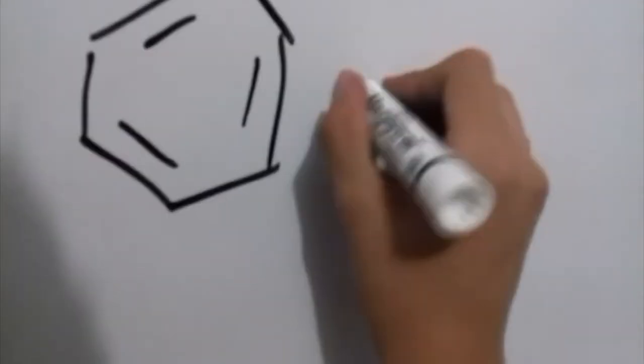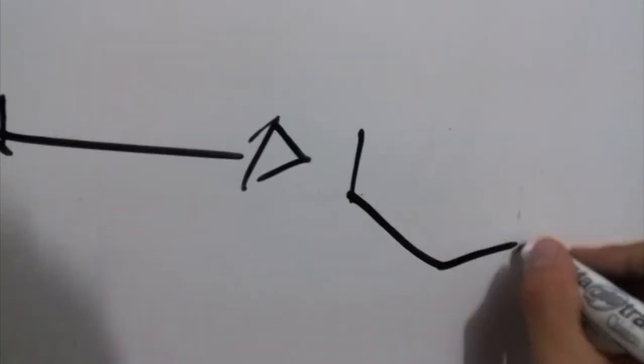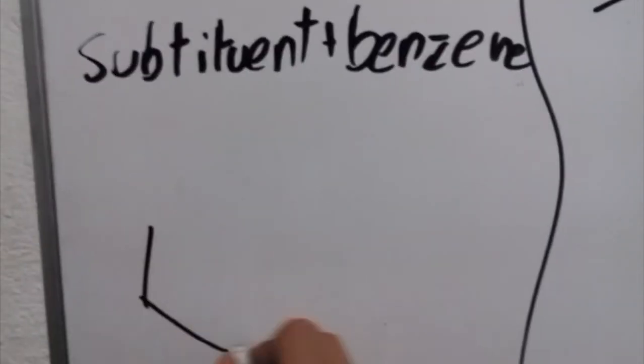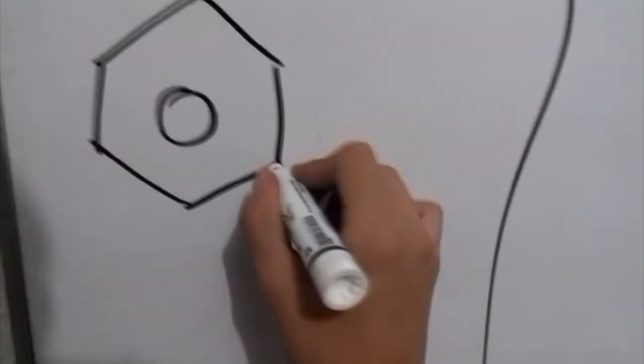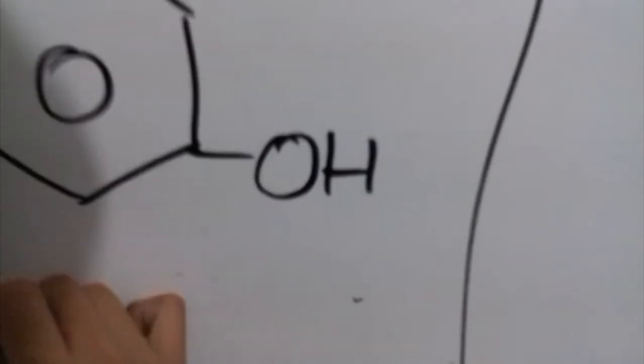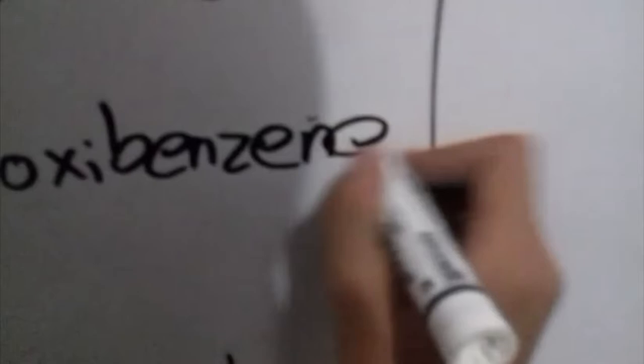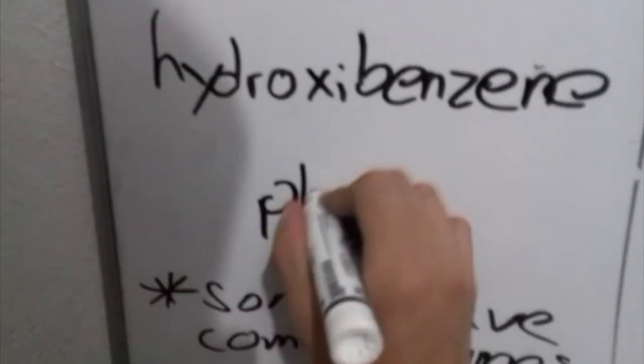Aromatic compounds are the ones that contain the benzene ring, a 6-sided carbon ring with 3 double bonds in resonance. To name compounds with one substituent, we have to add the name of the substituent to benzene. For example, the compound with one hydroxyl will be hydroxybenzene, and it has the common name phenol.